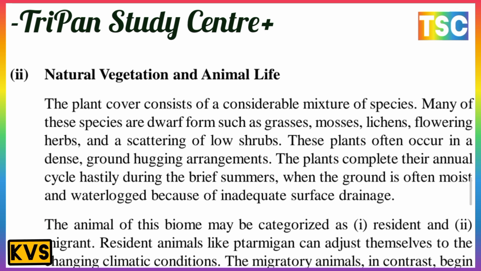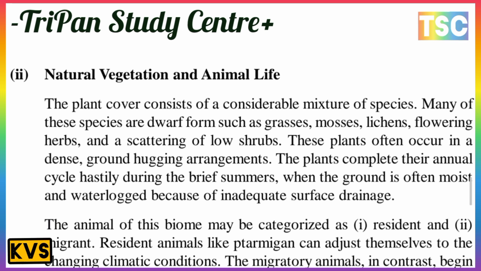The plants complete their annual cycle during the very short summers, when the ground is often moist and waterlogged because of uneven surface drainage. This is important: the natural vegetation and animal life of the tundra.